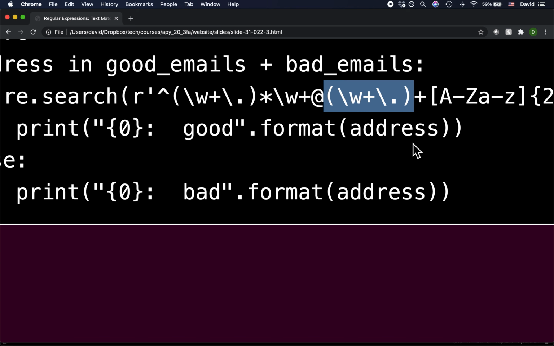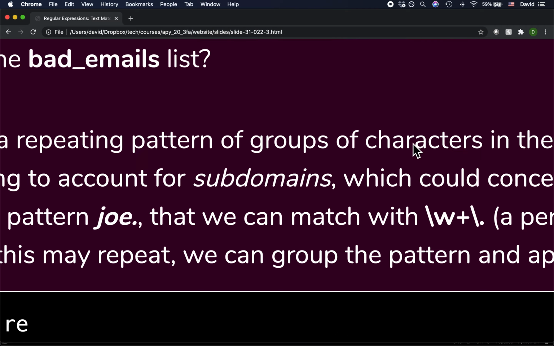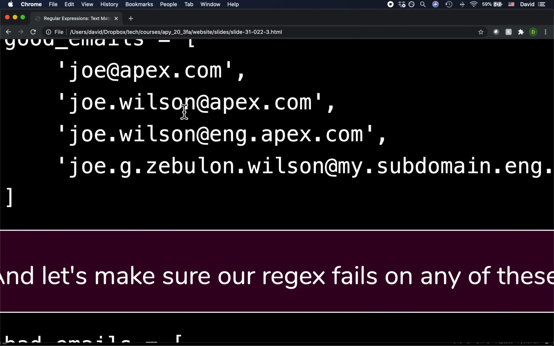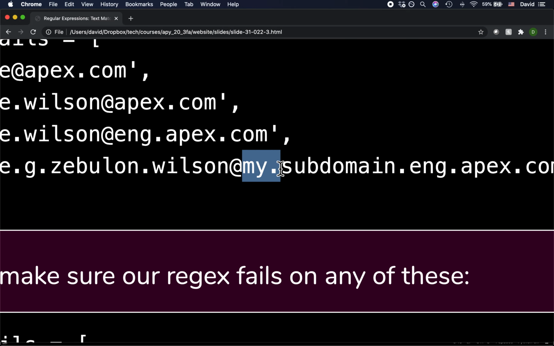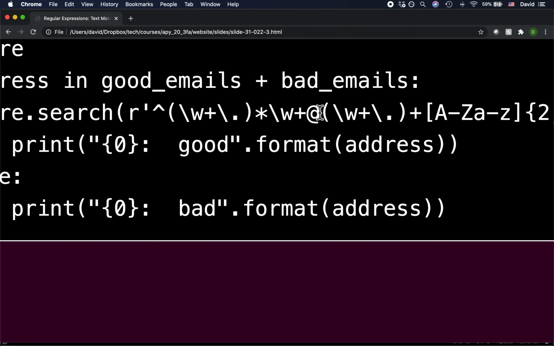And then again, we're saying that we might see subdomain dot other domain dot, here, ang.apex.com, my.subdomain.ang.apex.com. Okay, another repeating pattern of letter dot. There's our repeating pattern. But what I want to bring in here is this idea of saying one or more of this group. That's what the parentheses are doing. Without the parentheses, the quantifier plus or star would be applying only to what was immediately preceding it.